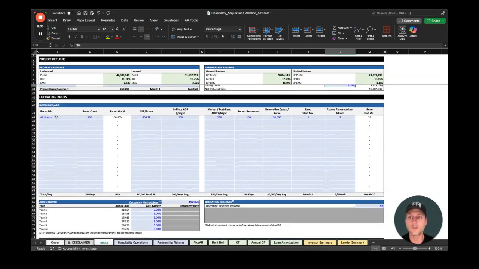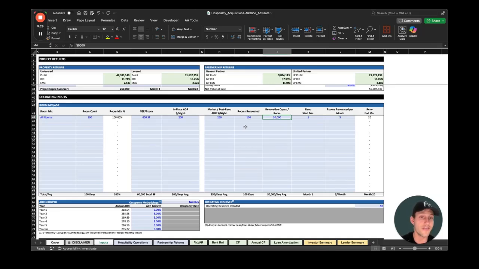Next, we have the operating input section. Here, we're able to outline the types of rooms or units that we have at the hotel. In this scenario, we'll just say we have 100 units. They're all the same. When we purchase them, they're all going to be priced at $200 per night, that's their average daily rate. And post-renovation, they're going to be $250 per night. So we're going to say we want to renovate all 100 rooms.